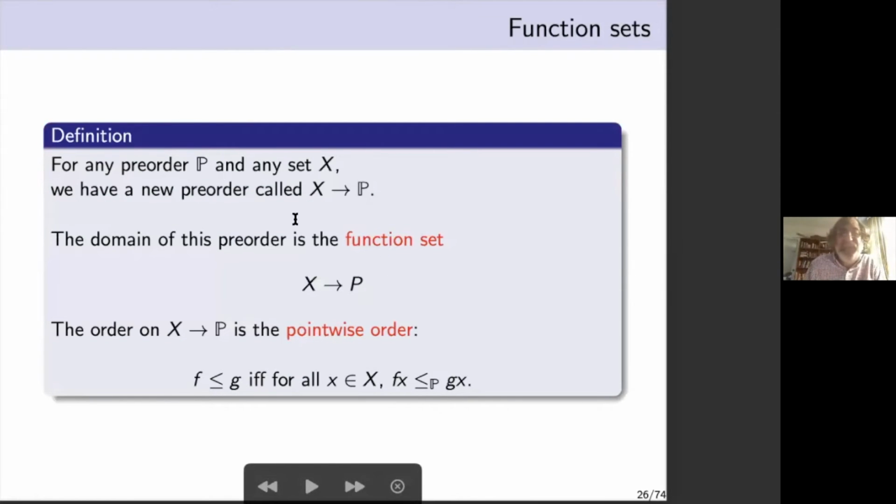Okay, for any preorder and any set, we get a set of functions, a function preorder. Namely, we take all the functions from the given set to the preorder, and we order them pointwise. And it's easy to check that we get a preorder this way. We need this because everything in semantics is a higher order function. So we definitely need this kind of thing.